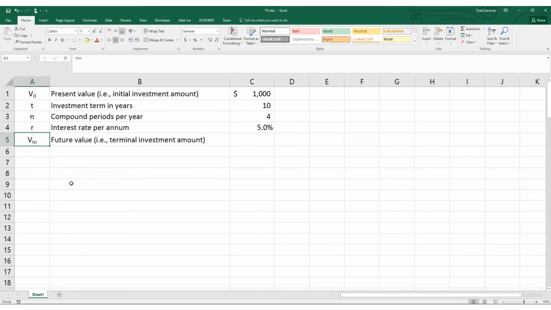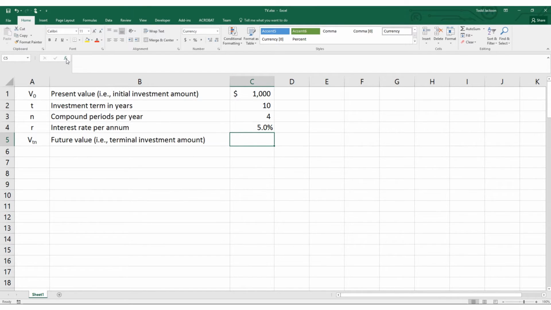Tn, Tn again being the number of compound periods in the investment horizon, the term in years multiplied by the compound periods per year. From our example problem, I've already got the inputs here. $1,000 invested today for a period of 10 years when we're compounding 5% interest on a quarterly basis. And now we merely want to determine the future value.